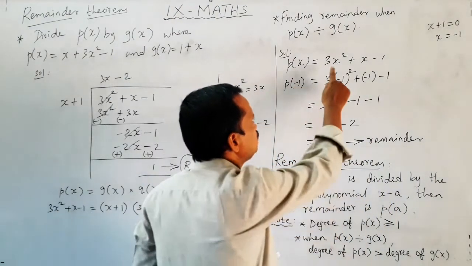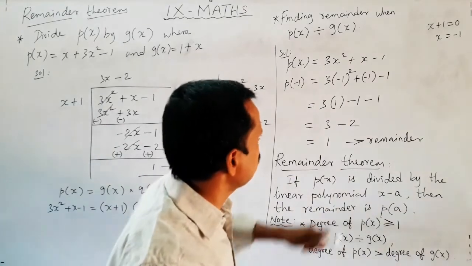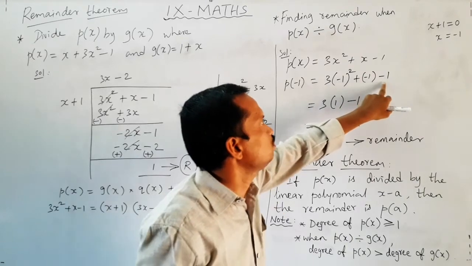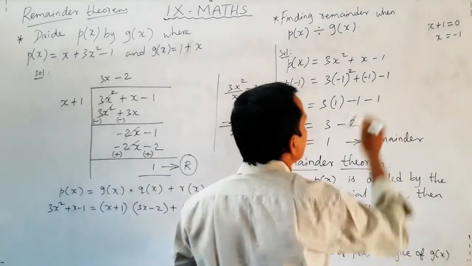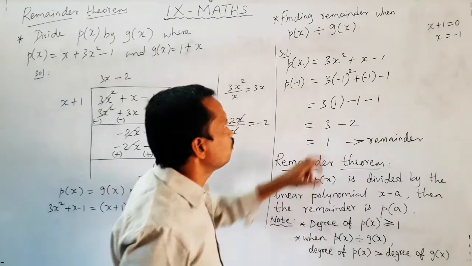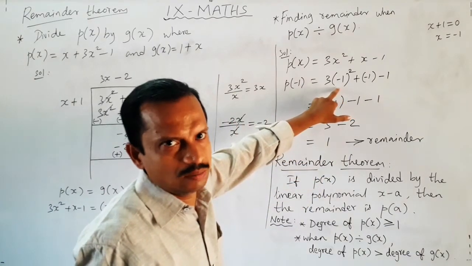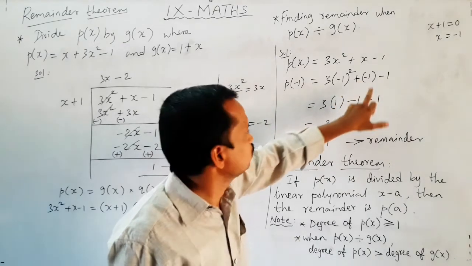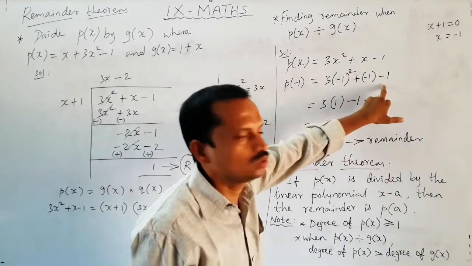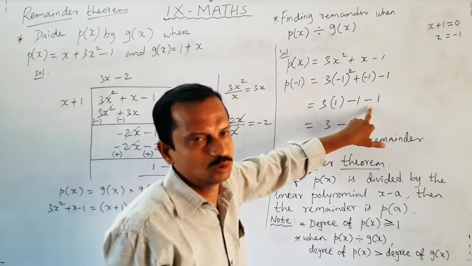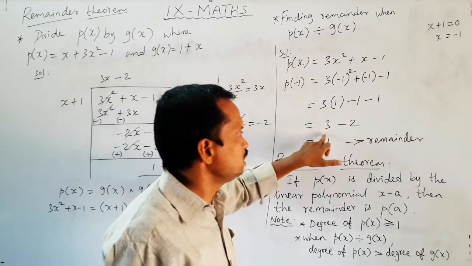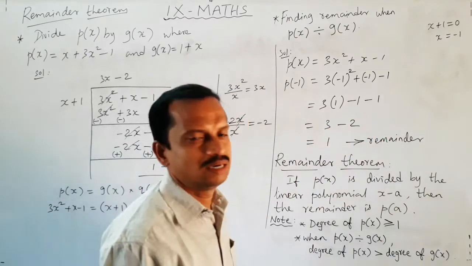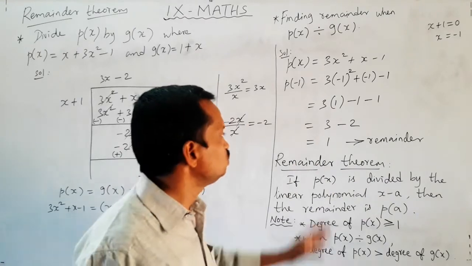What do you get? 3 into minus 1 whole square, plus, instead of x, minus 1. To avoid confusion, put a bracket and then minus 1 as it is. And then minus 1 is there already, so that also you have to put. 3 into minus 1 whole square becomes 3 into 1. Plus into minus 1 is minus 1, and again minus 1. So 3 into 1 becomes 3, and then minus 1 minus 1 is minus 2. So 3 minus 2, and the final answer is 1, which is the remainder.